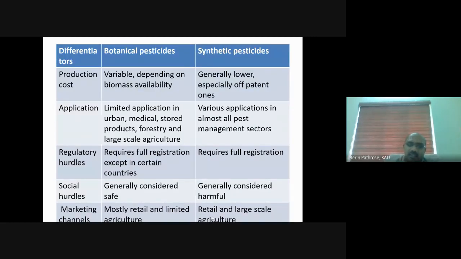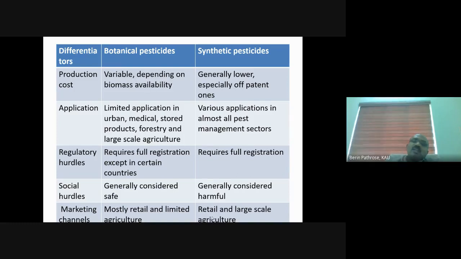agriculture, medical, veterinary, storage, wherever the situation, in urban situations too. In the urban situation, I will take the example of mosquito repellents. The synthetic pesticides are used in urban scenarios, in medical situations. For head lice management and for destroying head lice, we use chemical pesticides. Storage pest management, forestry, in whatever scenario, in veterinary, synthetic pesticides are widely used.